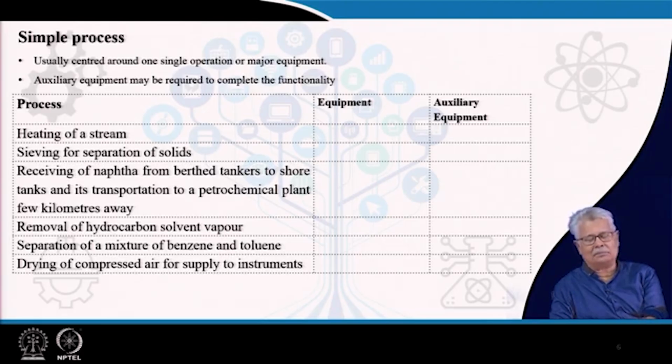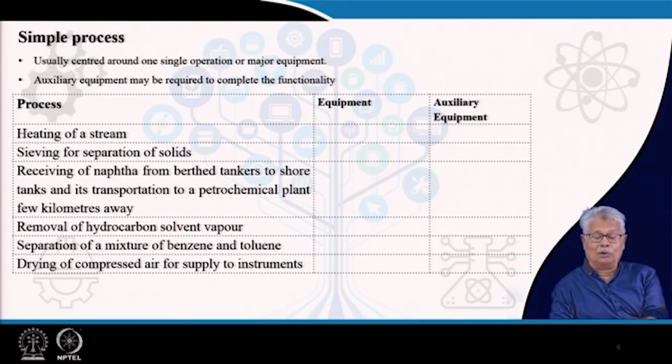Certain example processes are here. One is heating of a particular stream, the example which I gave of heating of a kerosene stream from 30 to 70 degrees centigrade earlier. We sieve for separating solids according to the size. We receive naphtha from the bath tankers to the shore tanks and for transportation to a petrochemical plant few kilometers away. Yes, that is also a process. Removal of hydrocarbon solvent vapor, separation of a mixture of benzene and toluene, the example which I just gave, drying of compressed air for supply to instruments.